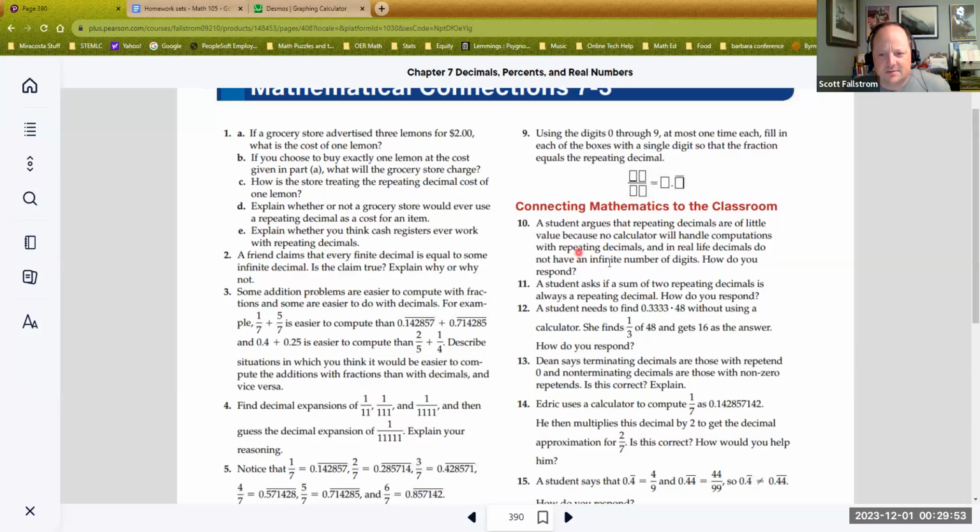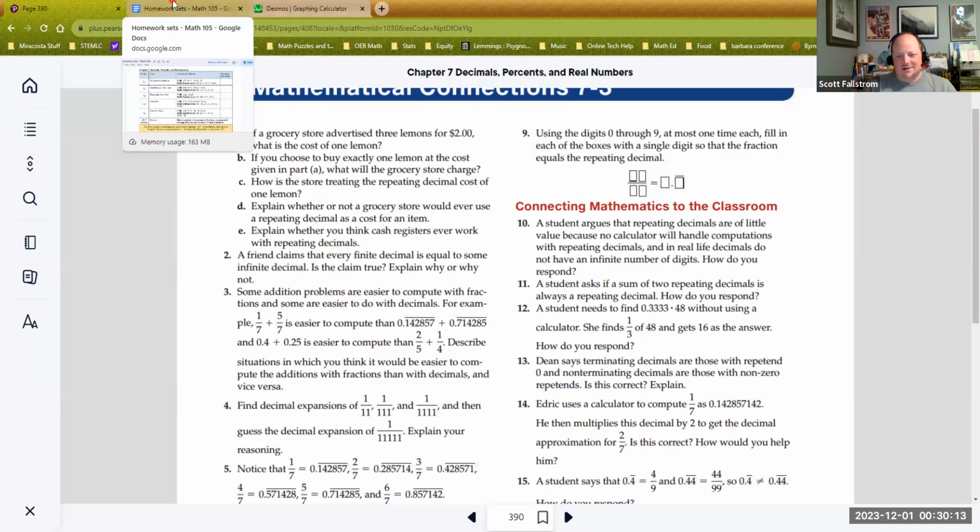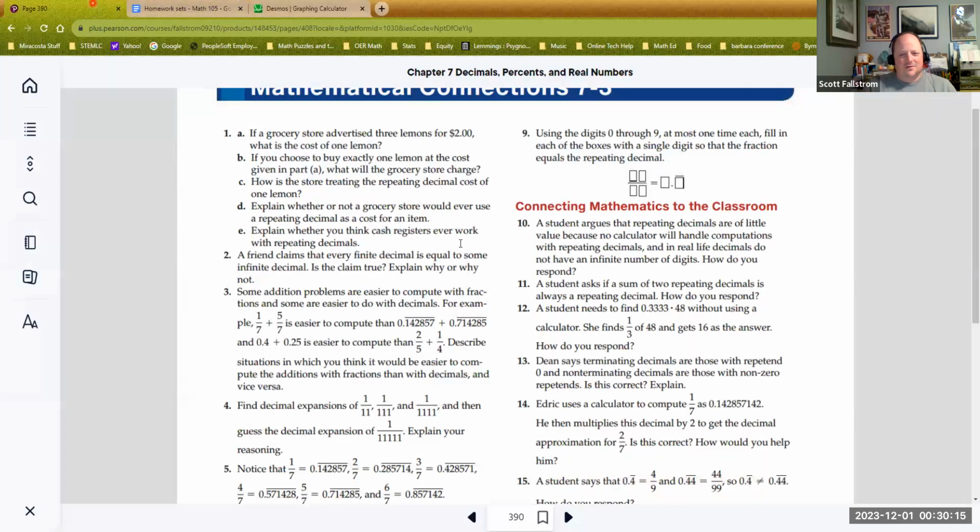All right, let's see. You're connecting math to the classroom. Student argues repeating decimals are of little value because no calculator will handle computations with repeating decimals. Okay, well, I'm looking forward to your responses there. It says they're of little value. Okay. I think students always say that about something that they may not fully understand. Oh, and I go through number 11 too.